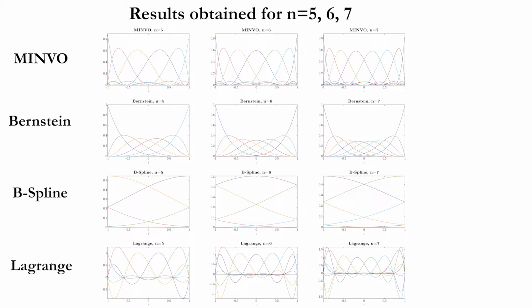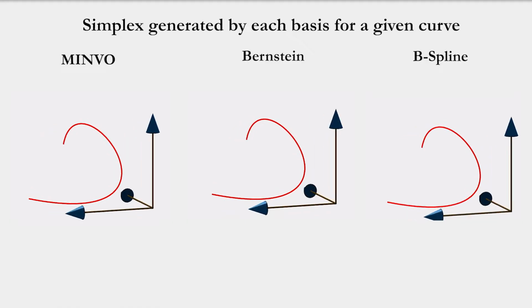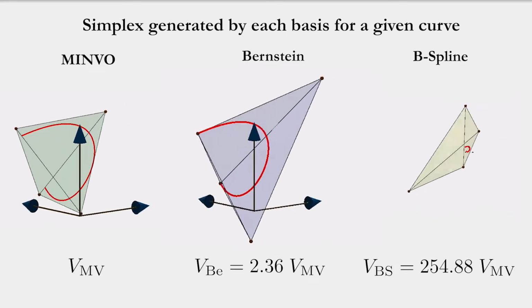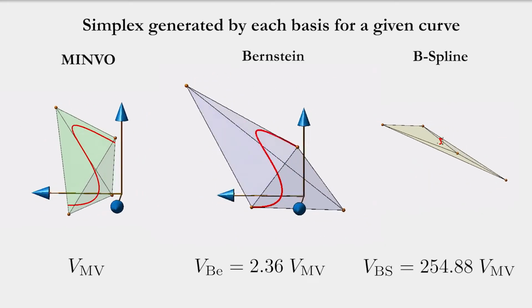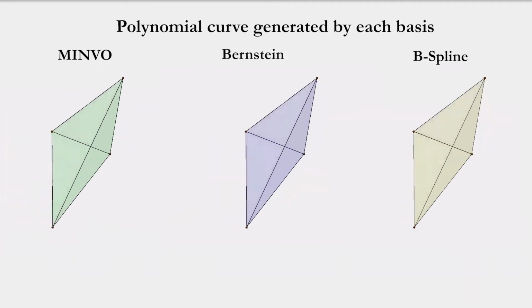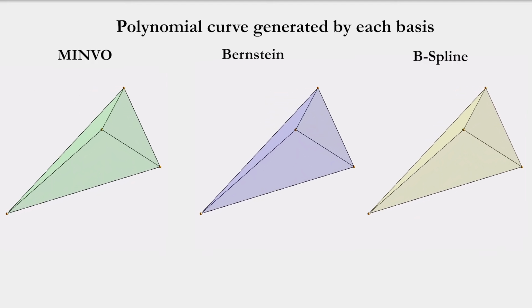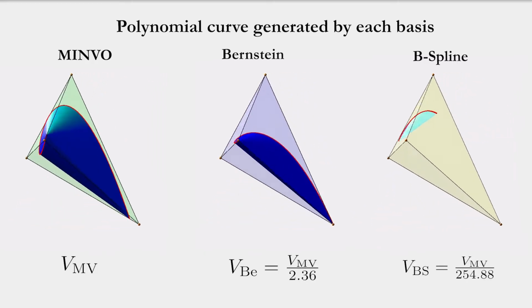Let us see now how these results compare to other bases. For this given polynomial curve, the simplex obtained for each of the bases is this one. The MINVO basis is able to generate the smallest possible simplex. Similarly, and for this given simplex, the MINVO basis obtains polynomial curves with the largest convex hull.